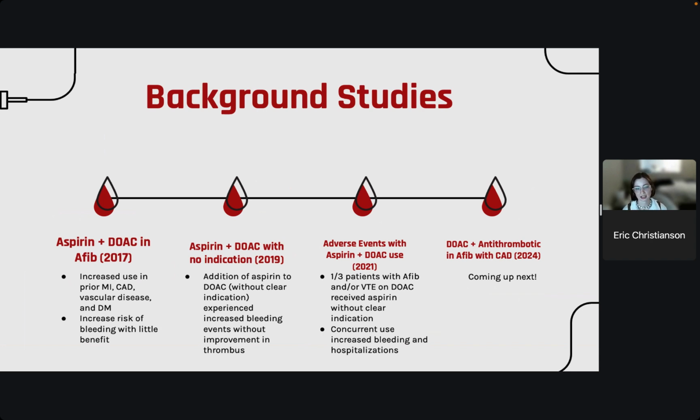The second study looks at aspirin and DOAC with no indication. Researchers were finding that the addition of aspirin to a DOAC with no clear indication was somewhat common, and these patients experienced increased bleeding events without improvement in thrombus. And then our most recent study, aside from the next one we're going to discuss, looks at adverse events with aspirin and DOAC use. They found that a third of patients with AFib and/or VTE on DOAC also received aspirin without a clear indication. They found that concurrent use increased bleeding and hospitalizations in this patient group.